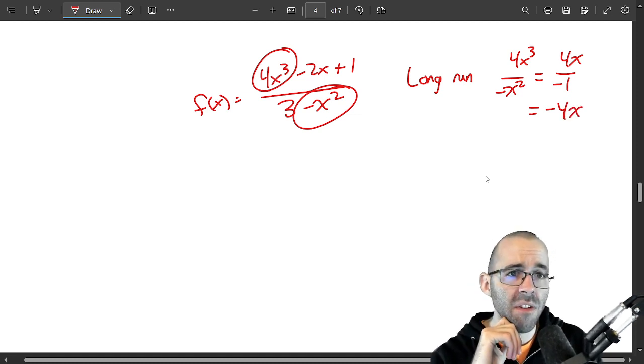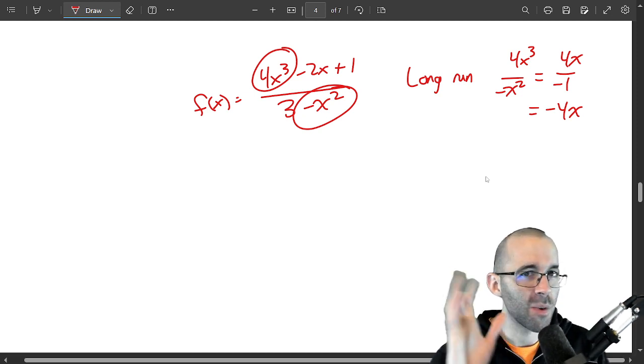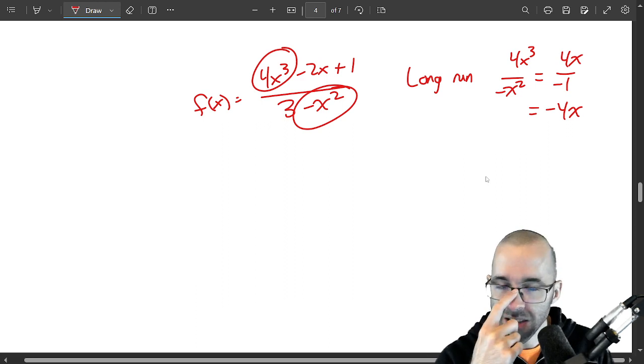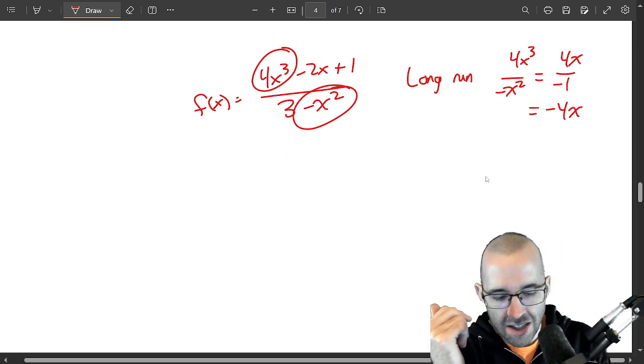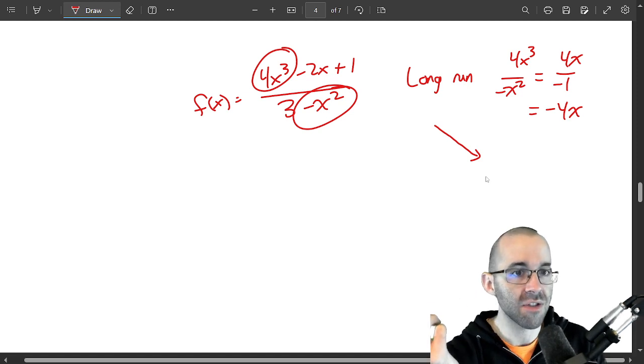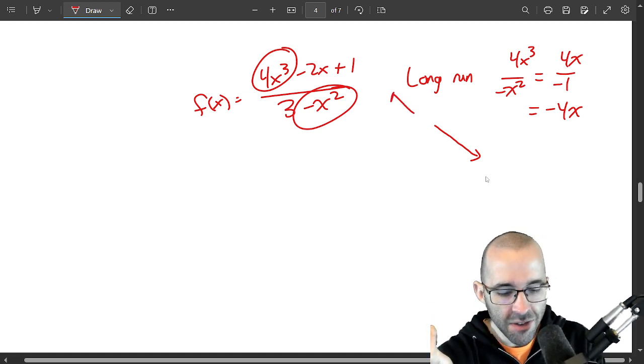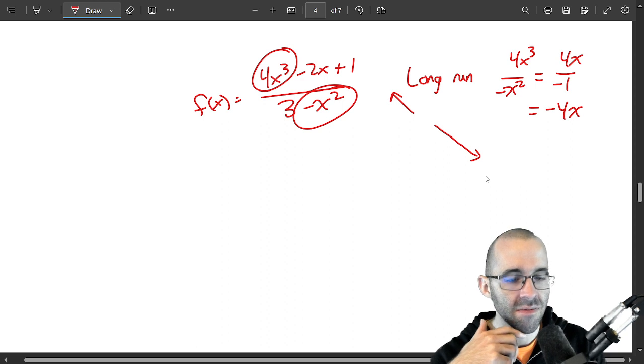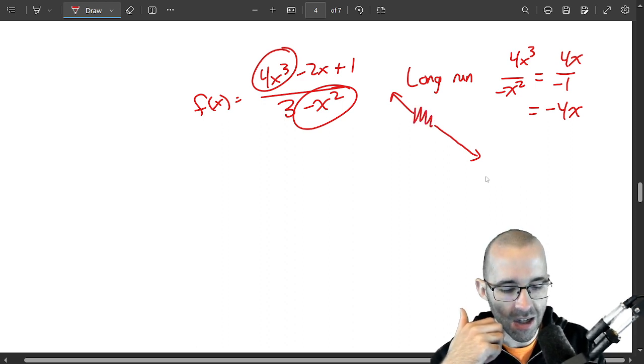Oh, the long-run behavior of this is a line called a slant asymptote. We're not going to worry about slant asymptotes in this class. But this says that the long-run behavior is as we go to the right, we approach this negative slope line. As we go to the left, we approach this negative slope line. And again, long run doesn't care about what's happening in the middle.